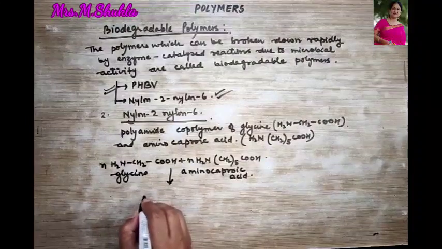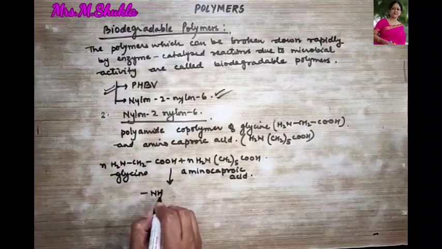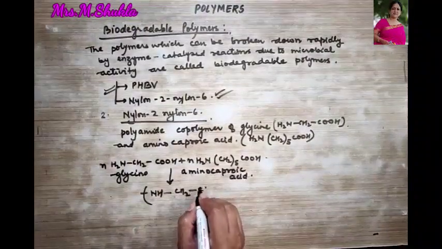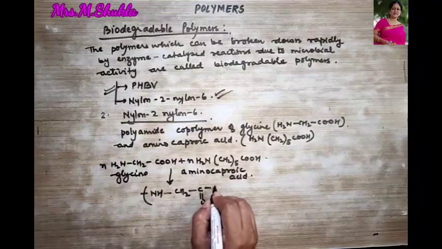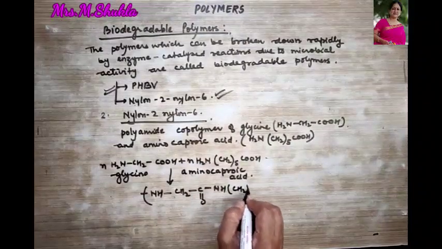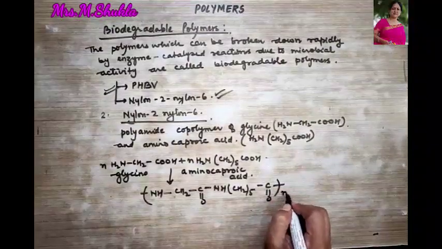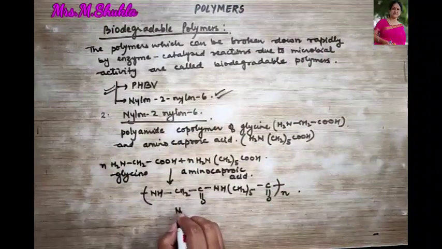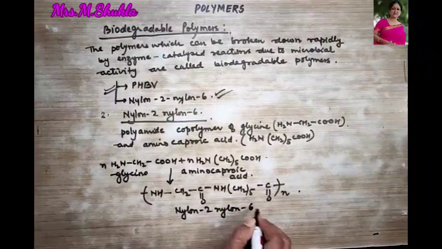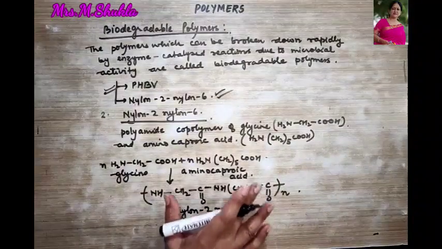So let me draw this nylon 2, nylon 6 over here. Okay, so it's going to form, look at this and understand, NH, CH2, C double bond O, NH over here, (CH2)5, C double bond O, n number of times. This is your nylon 2, nylon 6. Okay, so this was also one of your biodegradable polymers.